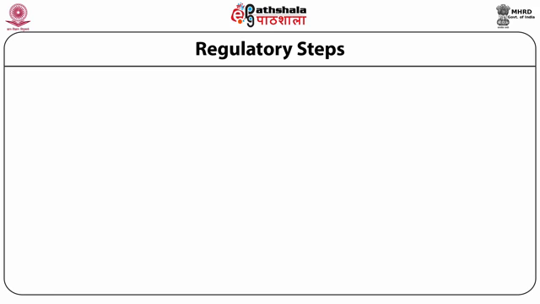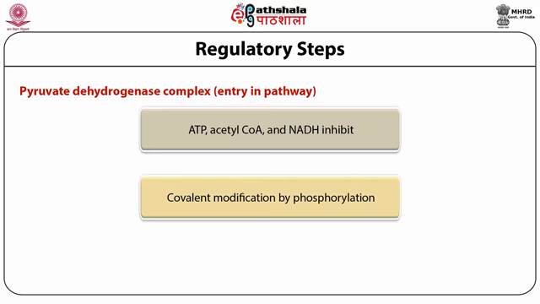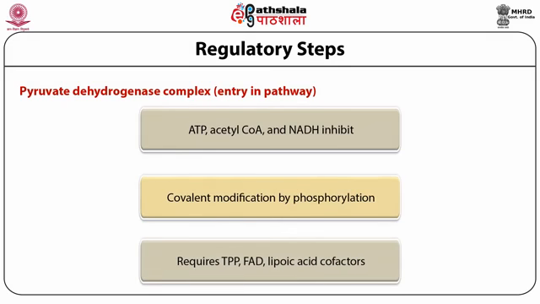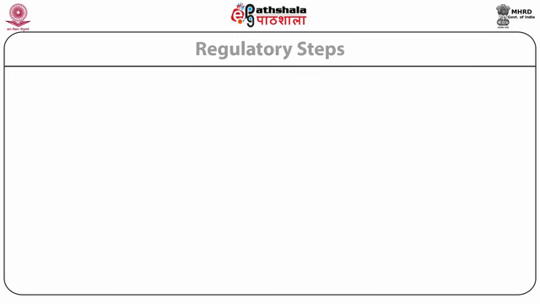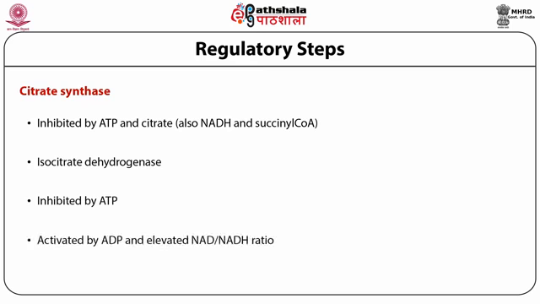Regulatory steps are the pyruvate dehydrogenase complex, with ATP, acetyl coenzyme A, and NADH inhibition. Second is covalent modification by phosphorylation. And third, it requires TPP, FAD, and lipoic acid cofactors. Citrate synthetase is inhibited by ATP and citrate, also NADH and succinyl coenzyme A. Isocitrate dehydrogenase is inhibited by ATP, and activated by ADP and an elevated NAD to NADH ratio.